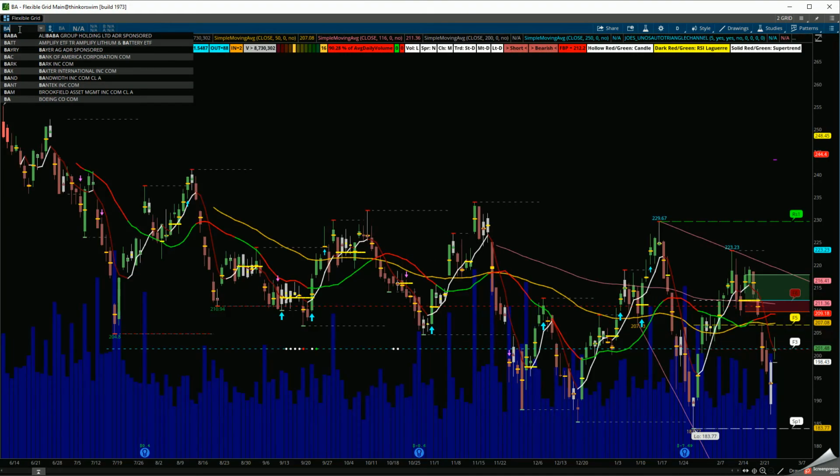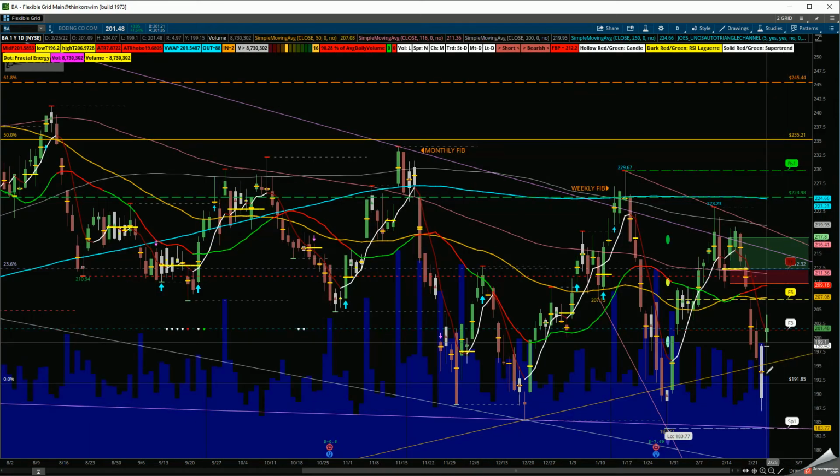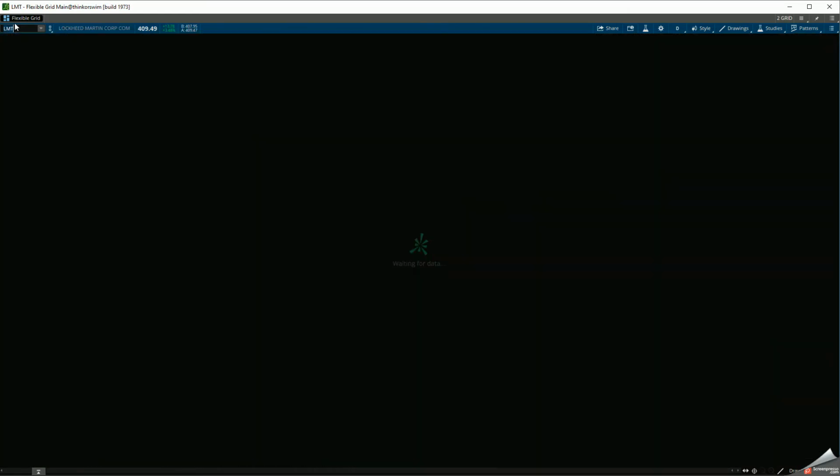Let's take a look at Boeing. You can see Boeing is trying to come back inside that linear regression channel. It's had an inside day. It closed on the 38.2. Does this mean it can claim this gap here, the 50 SMA, as well as the 50 fib and the 18? If it does, that would be great, coming back to the upside of this channel. Let's take a look at LMT.